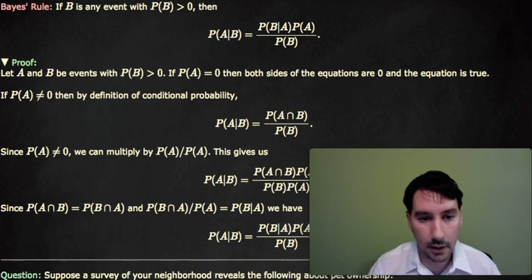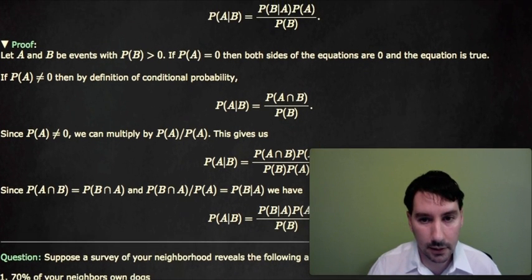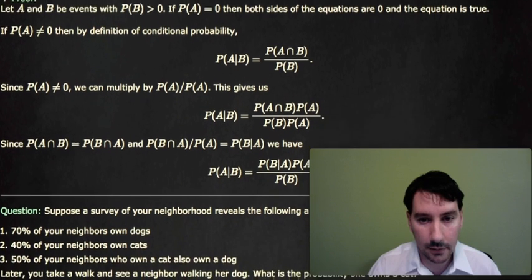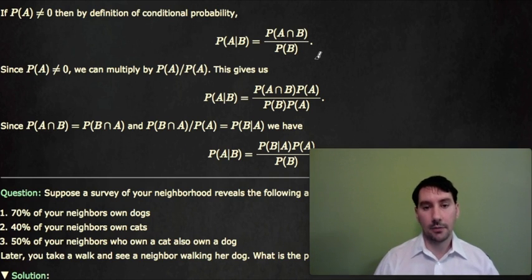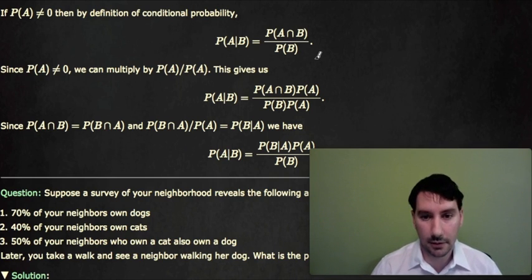Now we want to also consider the case where the probability of A is not equal to 0. And then we're going to use the definition of conditional probability. So the probability of A given B is just the probability of A intersect B divided by the probability of B. If you're not familiar with that, that's just the definition of conditional probability. You can go back and watch the previous lesson, and that's where we covered this definition.